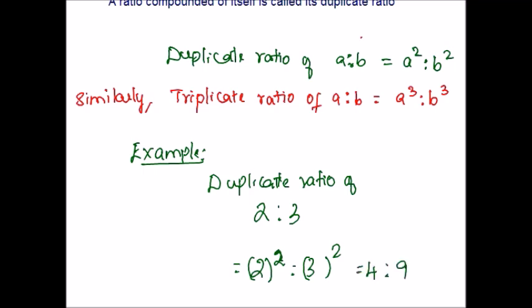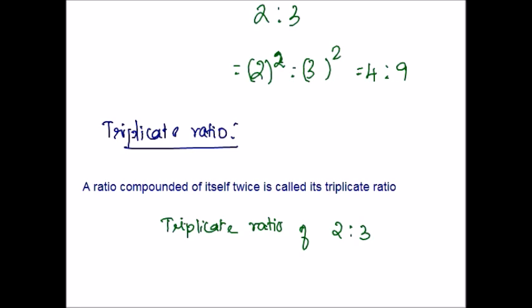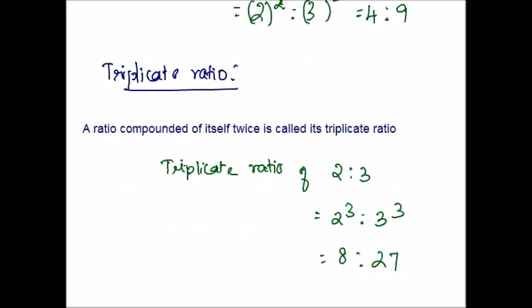Now let us move on to triplicate ratio. A ratio compounded of itself twice is called triplicate ratio. As said earlier, we just have to take the cubes. Triplicate ratio of 2 is to 3 is 2 cube is to 3 cube, which is nothing but 8 is to 27. Hope you're clear so far? Okay. Now let us move on to subduplicate ratio.